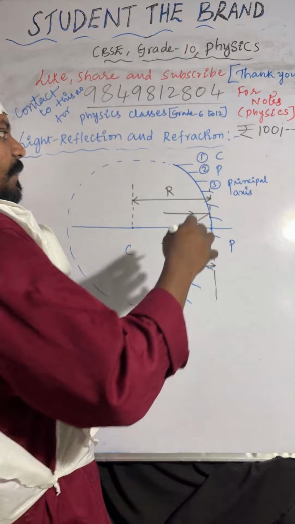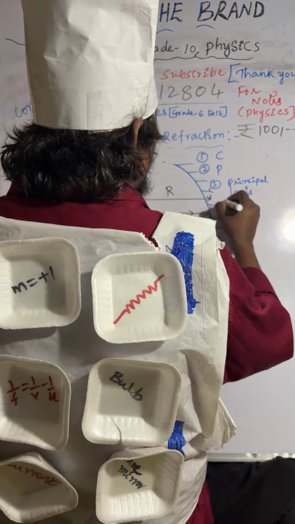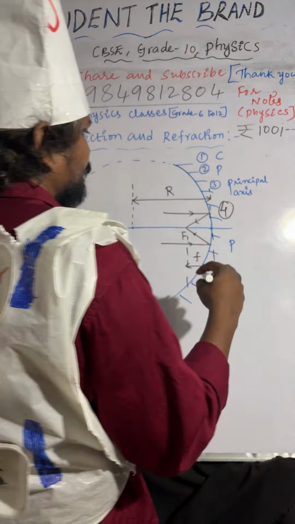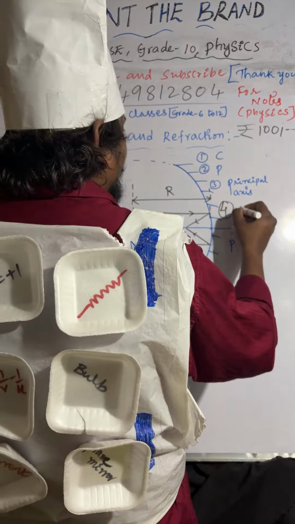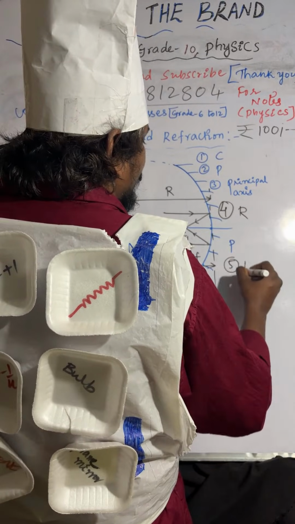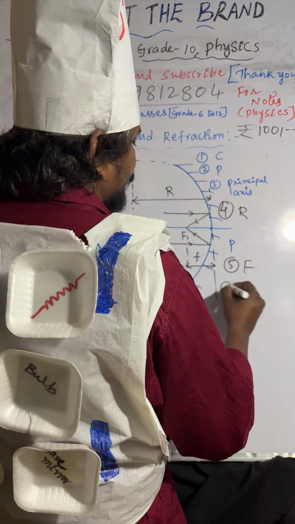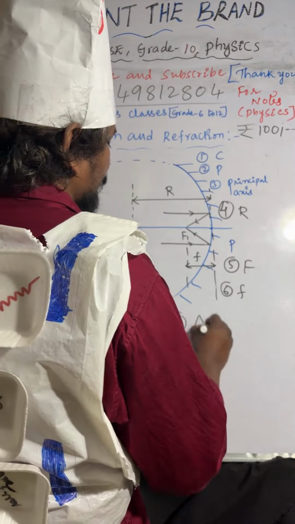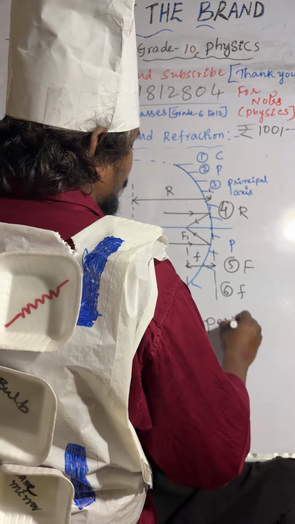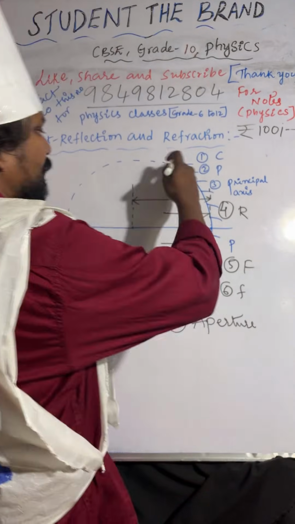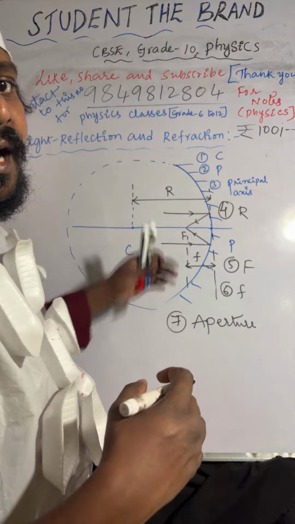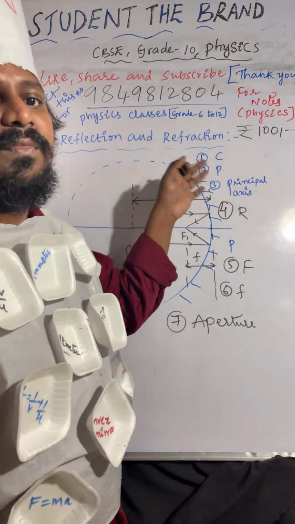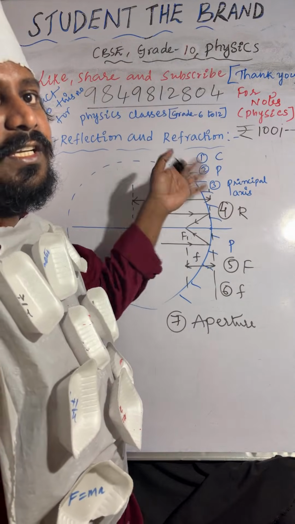So you can see, the fourth one is principal axis and radius of curvature. The fifth one is focus. The sixth one is focal length. And the seventh one is aperture. Aperture is nothing but a reflecting surface. The diameter of the reflecting surface is called aperture.